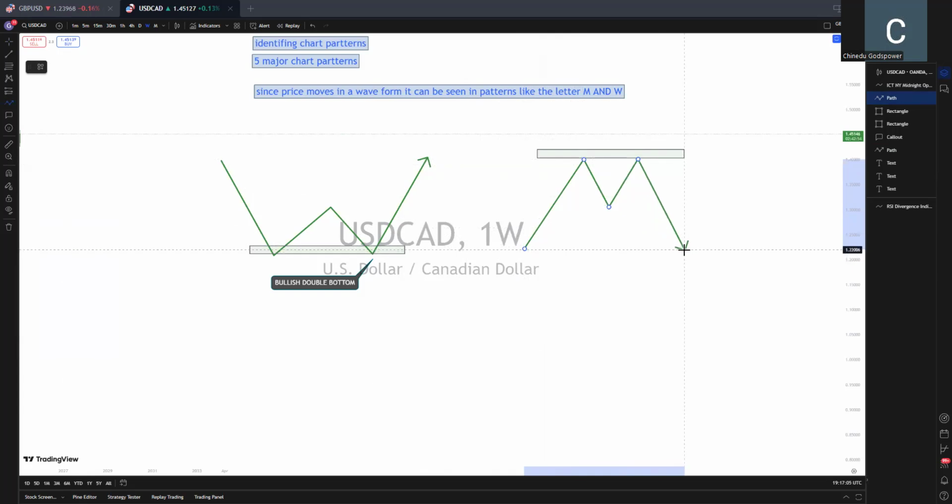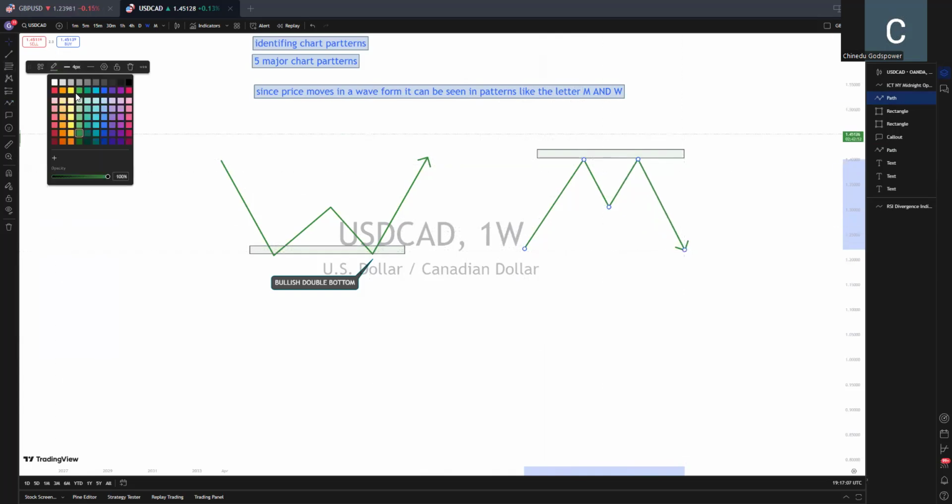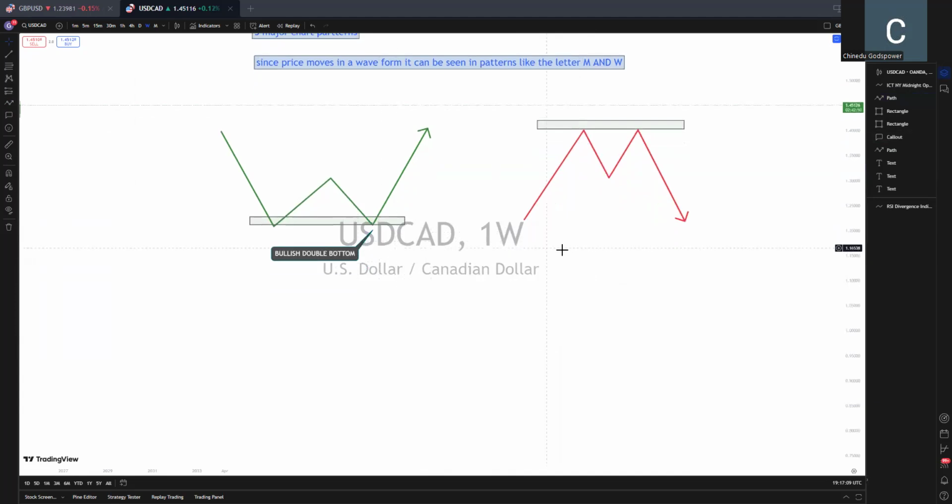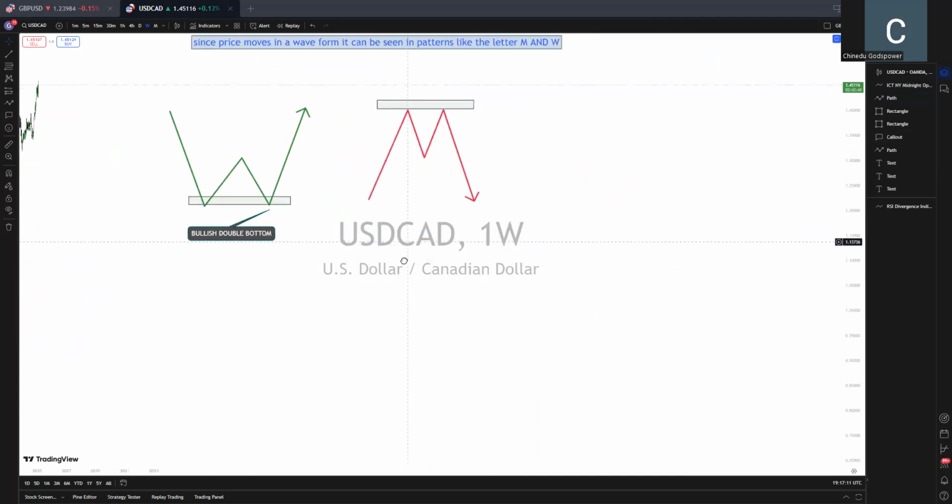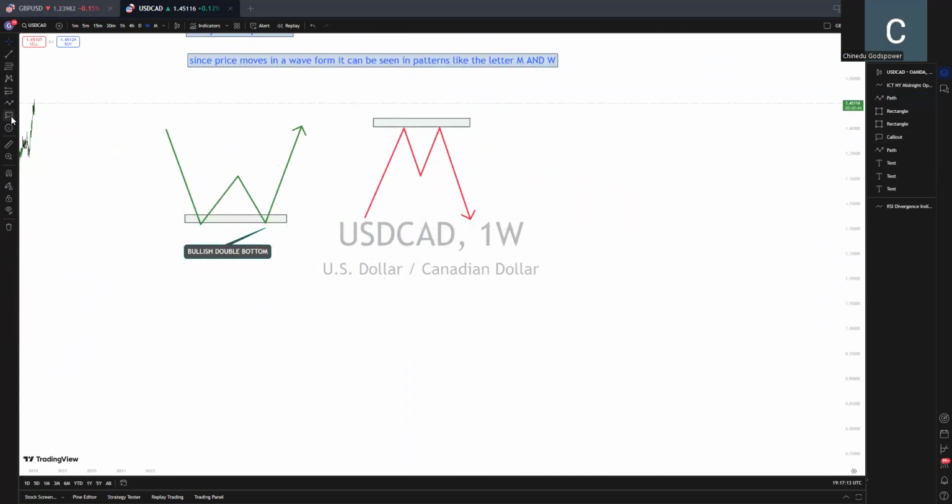And because it's bearish, what are we going to do? We're going to turn it red, representing sells. Since it's representing sells, we're going to use our callouts tool and name it what? The bearish double top. Yes, double top, because it comes from above.